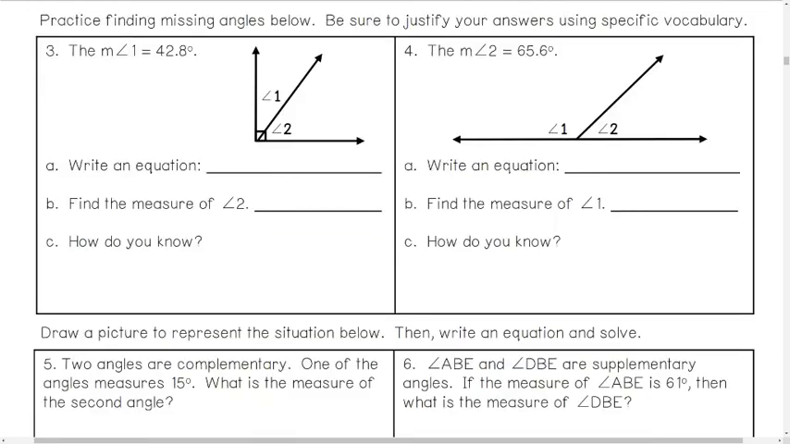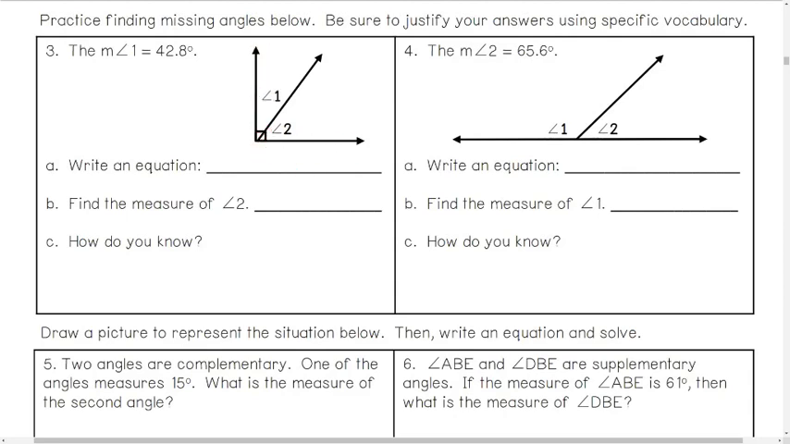Question number 3. We need to be able to practice finding the missing angles below, and we're going to justify our answers using specific vocabulary. With this information, the measure of angle 1 is equal to 42.8 degrees. That means this angle right here is 42.8 degrees, but we can see that this is a complementary pair of angles. They add up to 90 degrees.